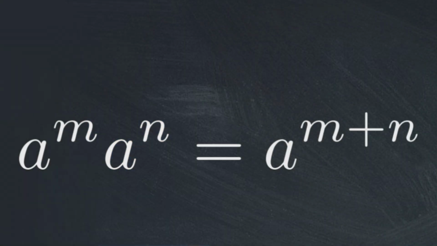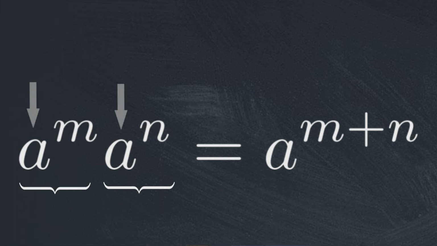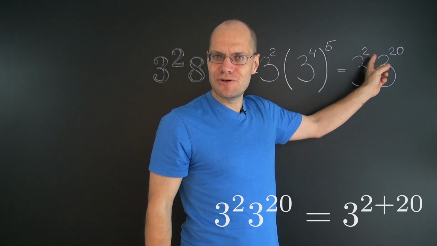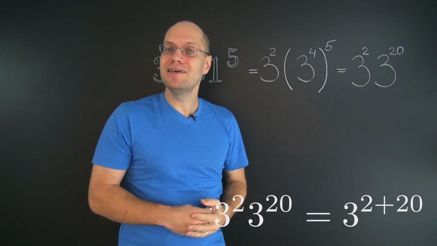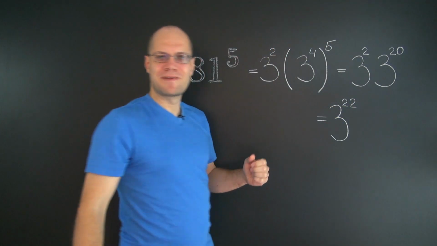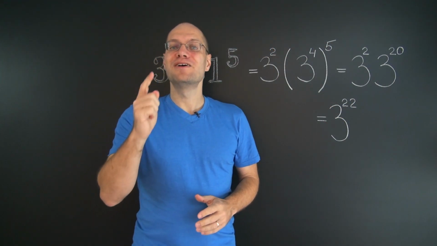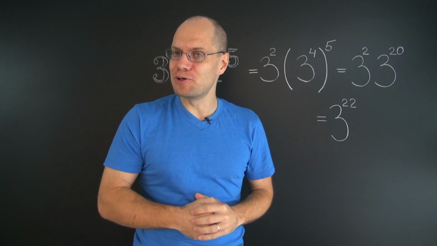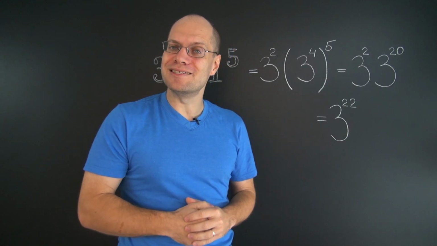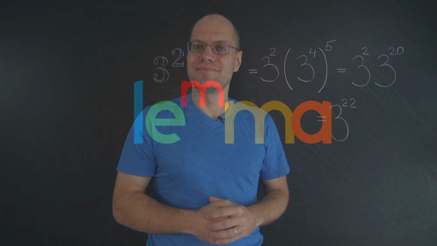Now, the product rule tells us that when two exponents in a product have the same base, then their powers get added together. So the final answer is 3 to the power of 2 plus 20. 3 to the 22nd. And there you go. So remember, when working with exponents, it's probably a good idea to convert all the present elements to the same base.